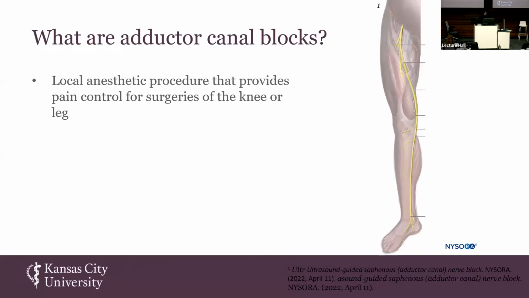Adductor canal blocks are a local anesthetic procedure that provides pain control following surgeries of the knee or leg, and it's especially popular for total knee replacements. The targeted nerve of the block is the saphenous nerve, as you guys can see here. The saphenous nerve comes off the femoral nerve, travels medially down the thigh, all the way down to the medial ankle. The saphenous nerve provides purely sensory information, which makes it ideal for nerve blocks as it spares motor function.